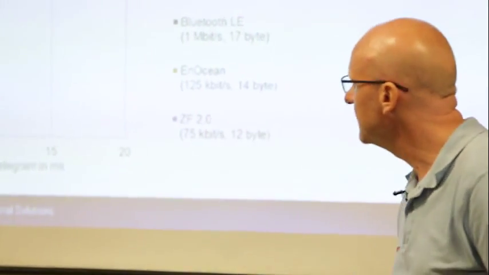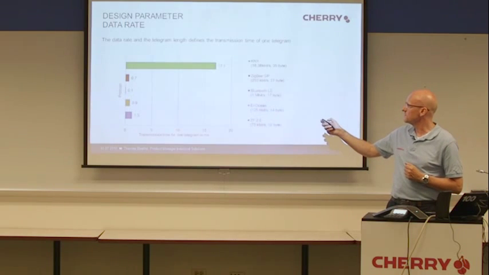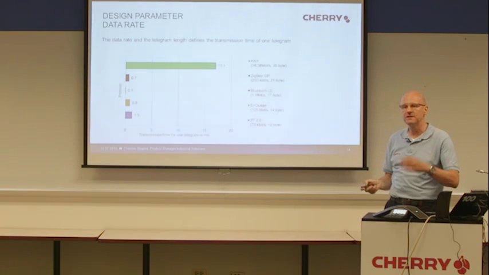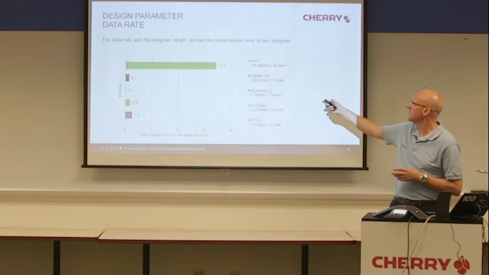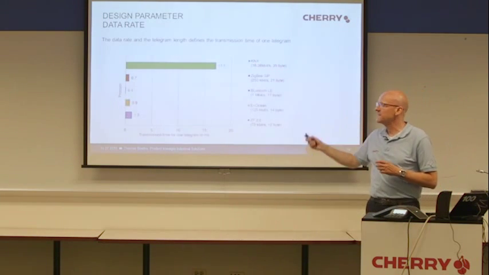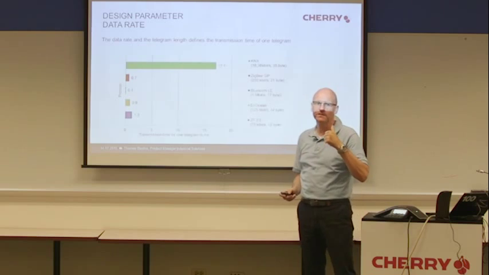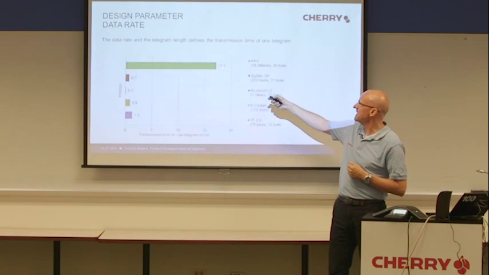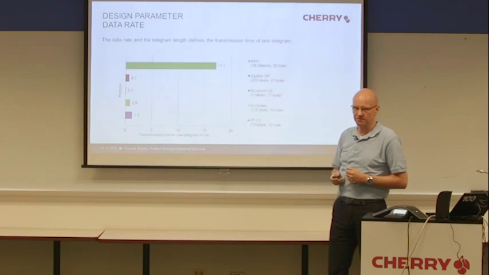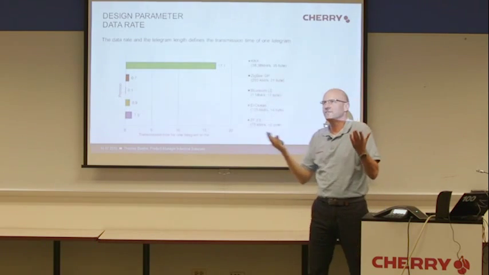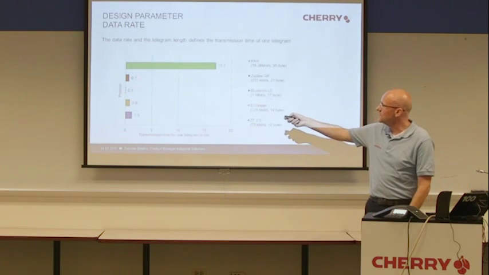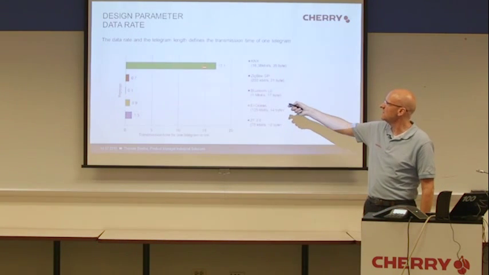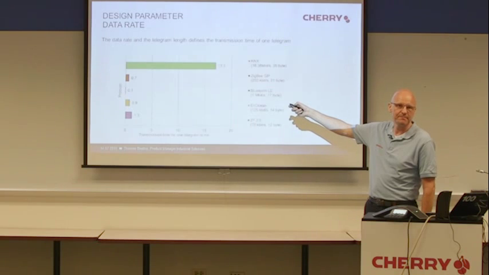And for example, let's start with the first one, KNX. KNX has a very, very low data rate and has a very long telegram. This means to send out one telegram of KNX, you need 17 milliseconds. What does it mean, 17 milliseconds? Is it long? Is this short? When you see the other ones, then you see it's a very, very long time.